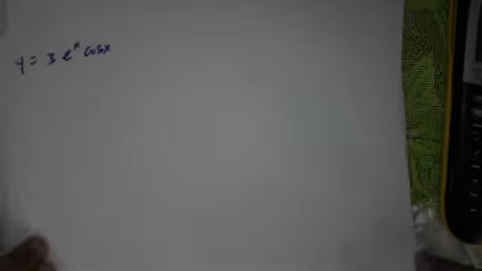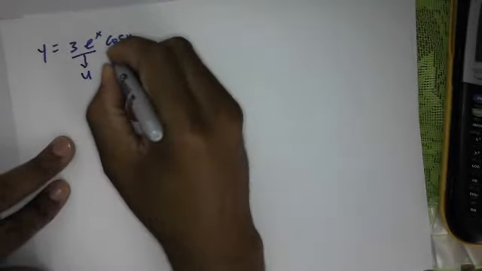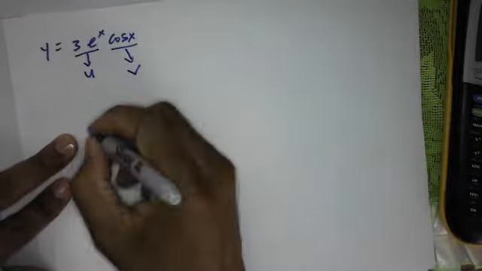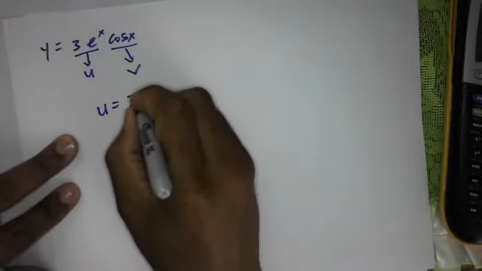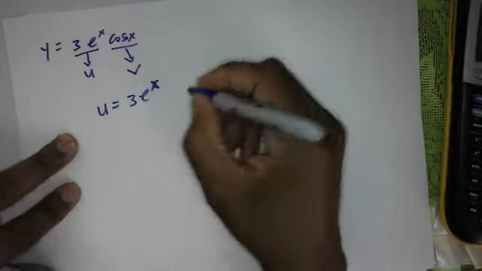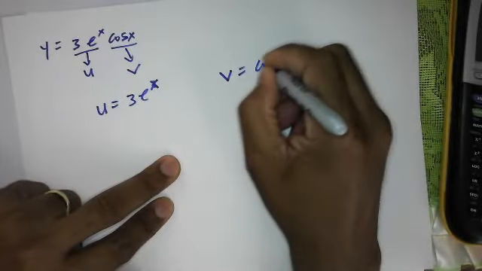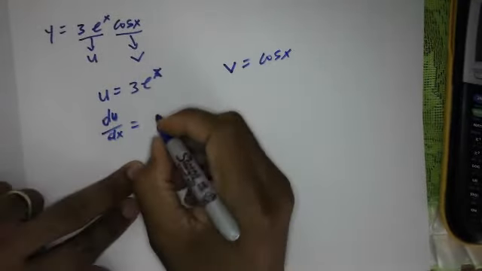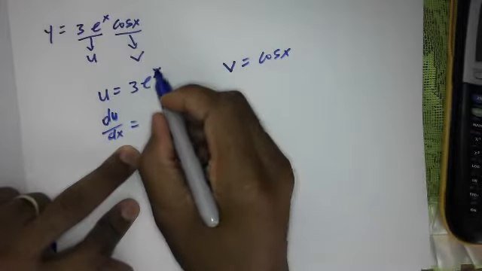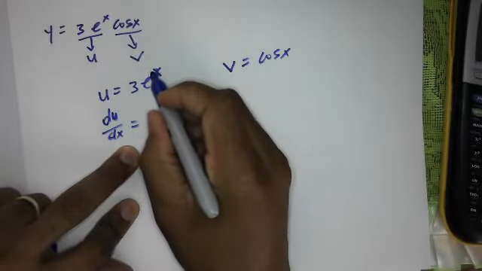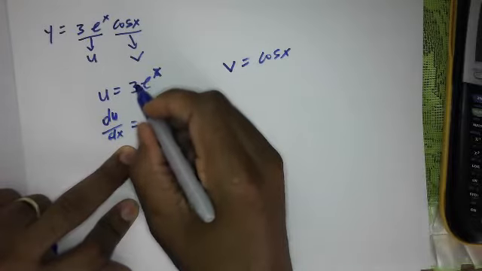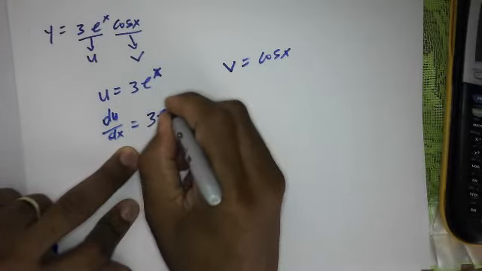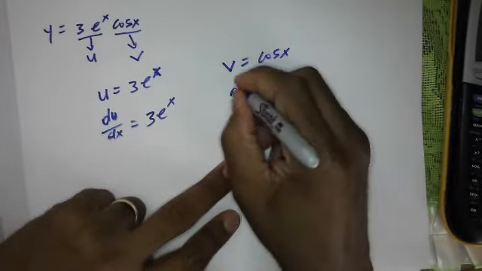Example 3. So this is our first function. This is u. And this is our second function. This is v. Okay. So we know u equals 3e to the x, and v equals cos x. Okay. So du by dx equals, look at it now. The coefficient of the x here is 1. So if I take the 1 to the front here and multiply my 3e to the x, I will still get 3e to the x.